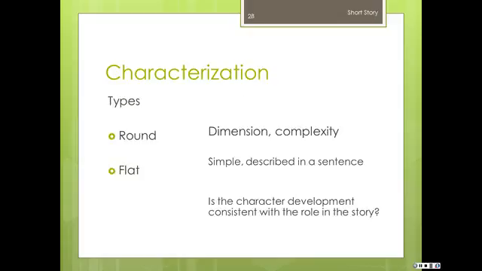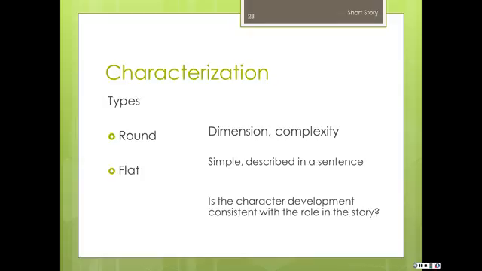When we look at those characters, what we learn about them determines whether or not they are round or flat. A round character has dimension. That is, there is complexity to that character and depth. A flat character is a fairly simple character, and we say that they can be described in a sentence or two. There is a particular kind of flat character called a stock character that's sort of a stereotyped character, the one that we expect and understand to behave in certain ways.